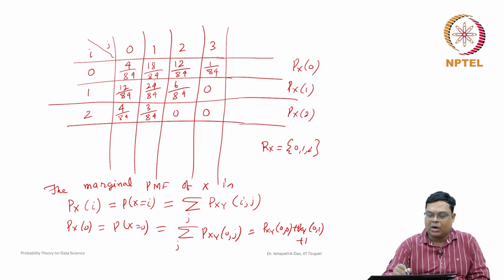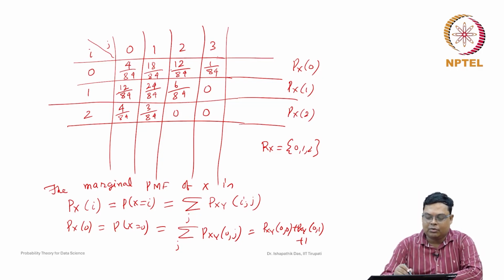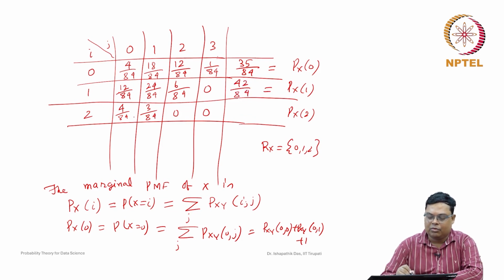Now, what is the value of p_X of 0? If you sum this, 18 plus 12 is 30, 30 plus 4 is 34, plus 1 is 35. So this value is nothing but 35 by 84, this is p_X of 0. Now, p_X of 1 will be 12 plus 36 is 48, plus 6 is 42. So this will be 42 by 84, this is p_X of 1, and p_X of 2 will be 7 by 84. If you add the row sum, this is nothing but 7 by 84.